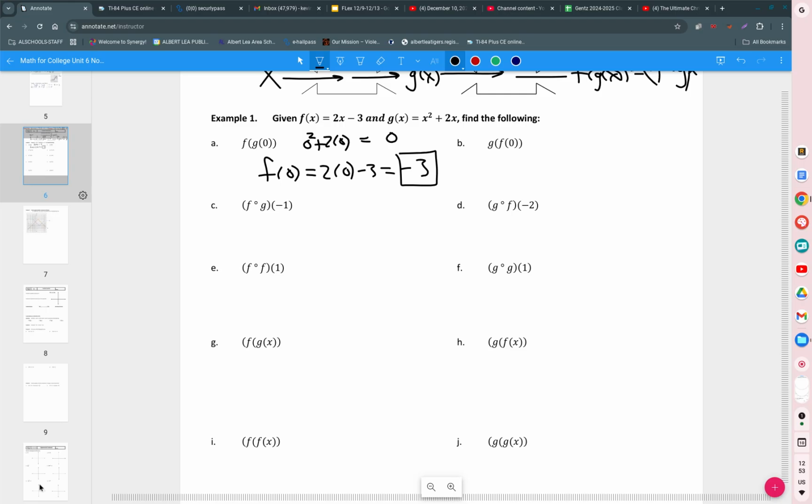Try a few examples here. Here I take 0 and start by plugging it in for f. If you plug 0 in for f, what do you get? Negative 3. So this becomes g of negative 3. Now you plug negative 3 in for g, and you get negative 3 quantity squared plus 2 times negative 3. Negative 3 squared is 9, and 2 times negative 3 is negative 6, and I get 3.